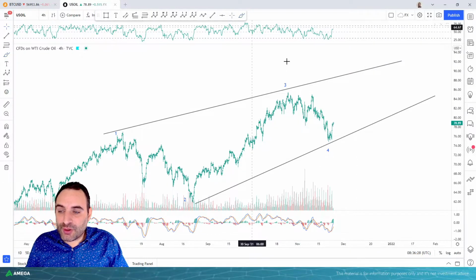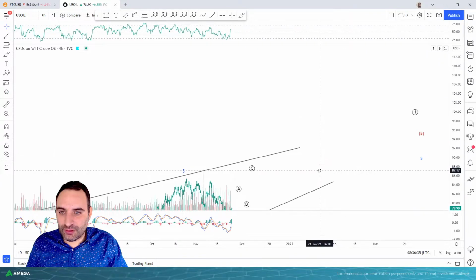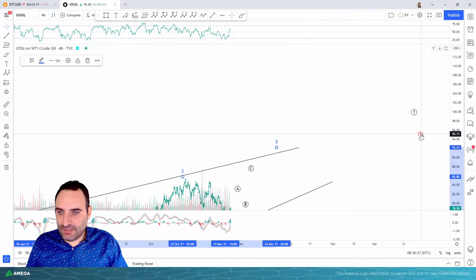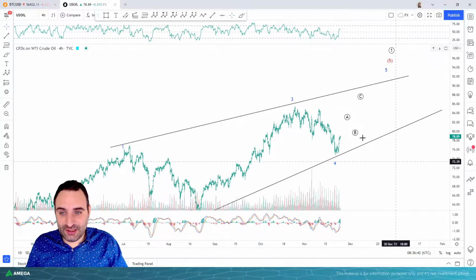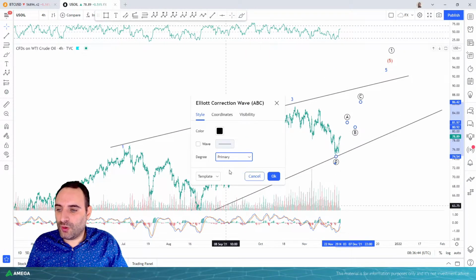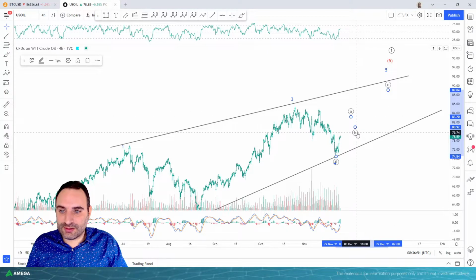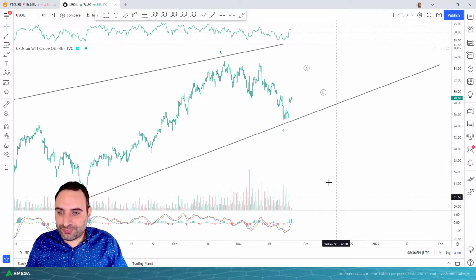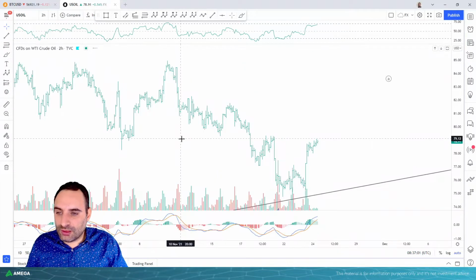So to me, because an ending diagonal is an ABC pattern, we need to see ABC, ABC, ABC all over the place. Let me just bring this over here. We're going to be still very early in this upside move. So this is going to be a shorter degree, minute and gray, and this is what I'm expecting, guys. Okay, currently we do have 1, 2 and 3.